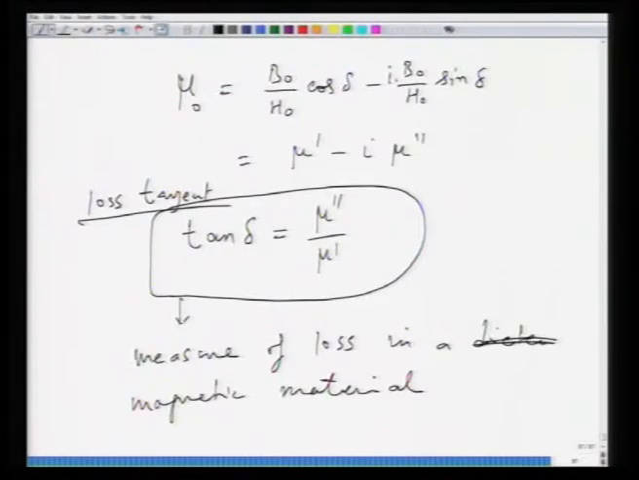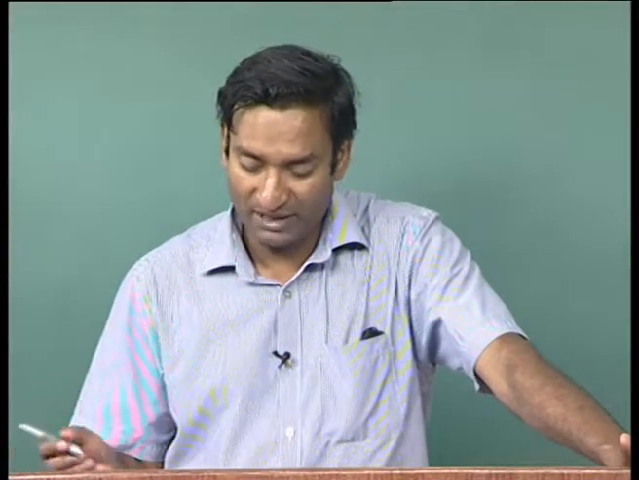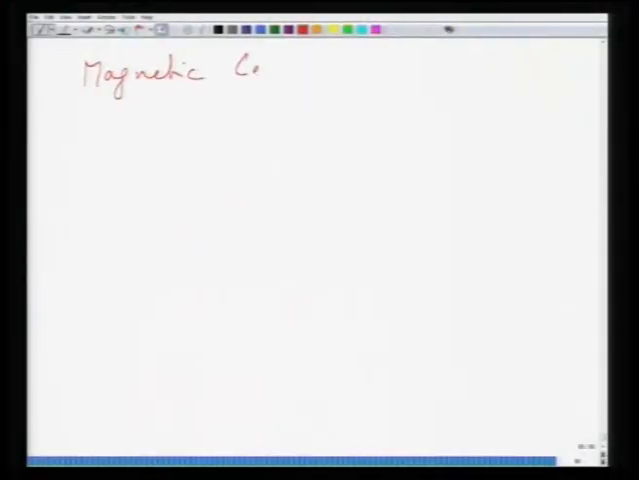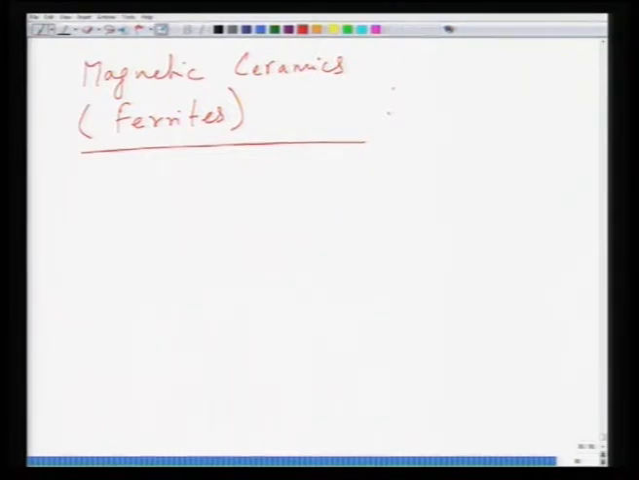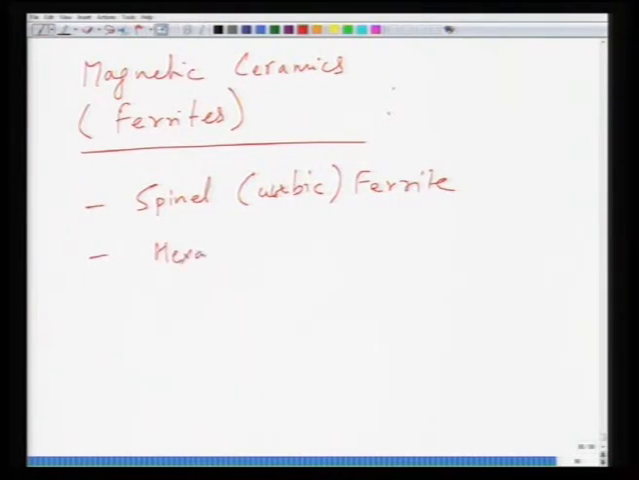So now we'll get back to a more pertinent topic, which is magnetic ceramics, and in this context what we are going to look at basically is ferrites. These ferrites, as the name itself suggests, are iron containing materials. We can have spinel, basically cubic structured ferrites. We can have hexagonal ferrites.